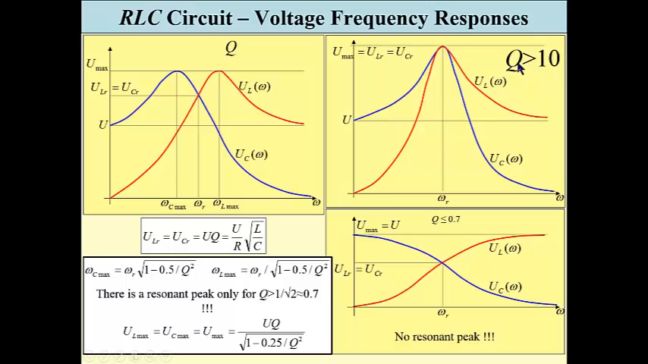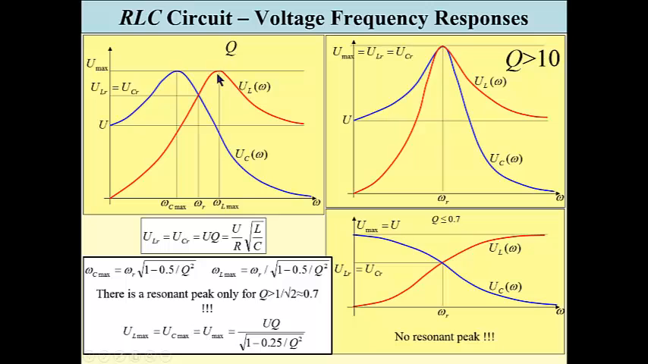For large values of Q, for Q greater than 10, peaks for both waveforms, for capacitor and for coil waveform, is exactly at a resonant frequency. For Q less than 10 but greater than 0.7, we have these peaks at different frequencies.